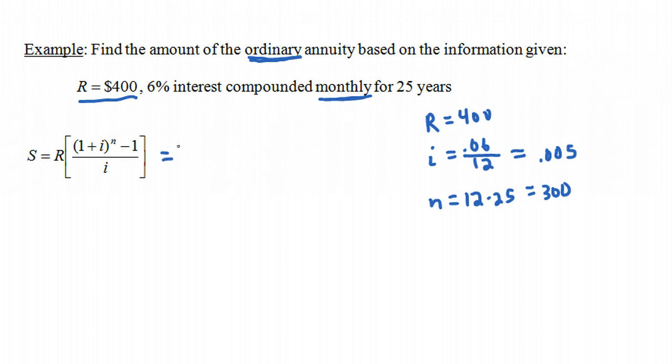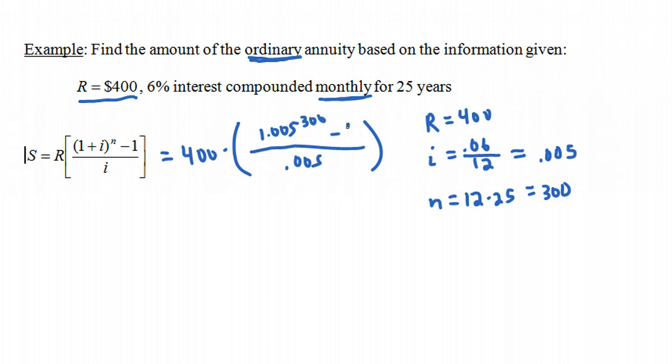Okay, so let's plug this in. We have 400 times, in parentheses or brackets, however you want to do it. In the denominator, we have 0.005. In the numerator, we have 1 plus i, which would be 1.005, raised to the 300th power, and then minus 1. Notice I did not put parentheses around the 1.005. You don't have to do that. Now, if I had left it as 1 plus 0.005, then that would have to be in parentheses.